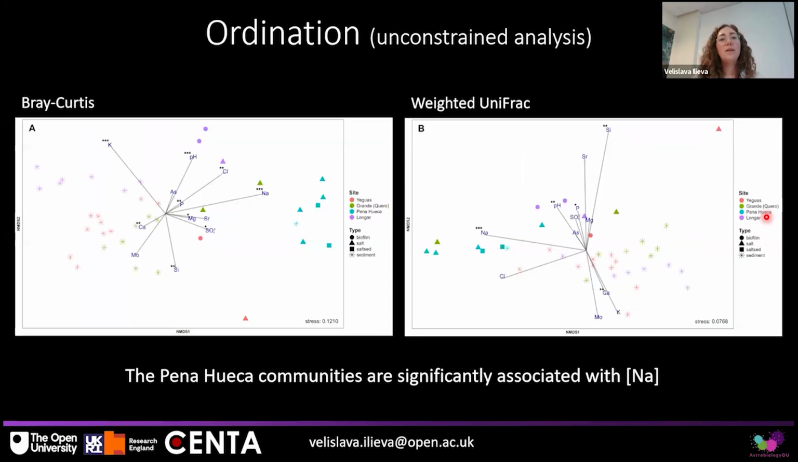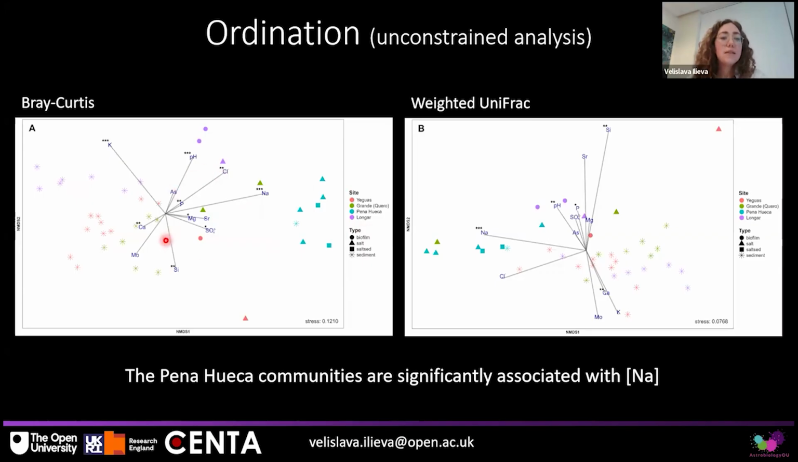So in order to understand what is happening a bit better, I performed ordination analysis, or unconstrained analysis, and this is where I created these two non-metric multidimensional scaling plots, where essentially they group communities that are alike closer to each other. So in the first plot, communities were grouped together with regard to Bray-Curtis dissimilarity, which takes into account taxonomic composition and abundance. So a bit similar to the hierarchical clustering. And that showed the same tendencies, like the Penahueca communities grouping closer together away from everything else.